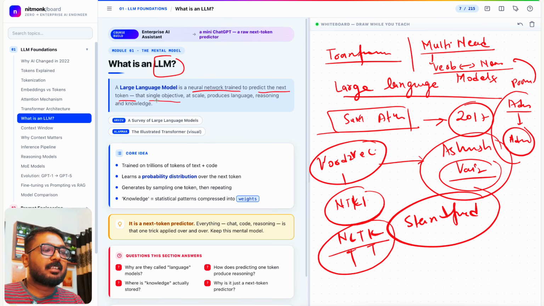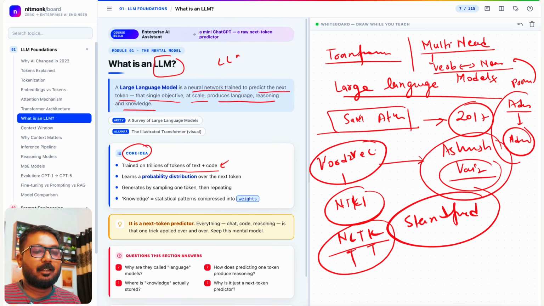So this is all about the single objective at scale producing language, reasoning, and knowledge. That's what an LLM does. The core idea is that it is trained on millions of tokens of text plus code. So now try to combine everything I told you.